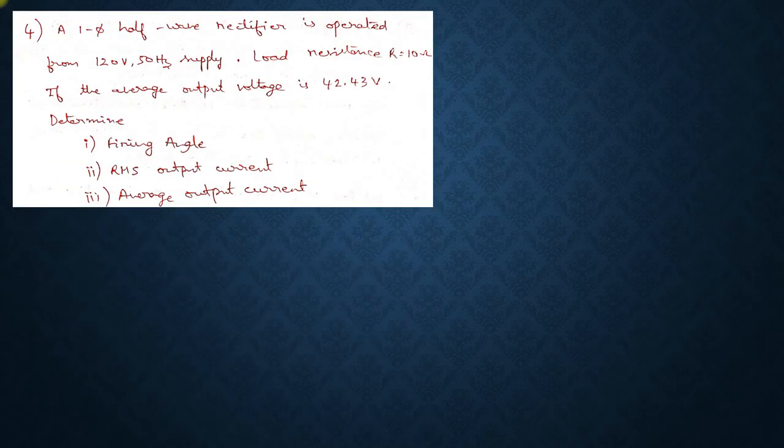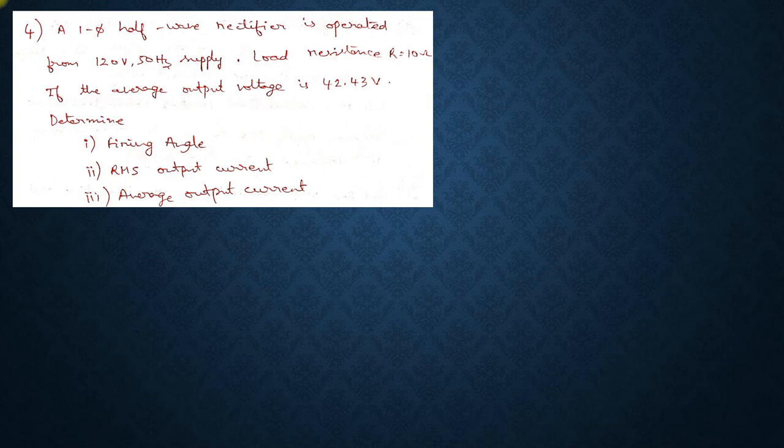So the next problem will be: a single phase half wave rectifier is operated from 120 volt 50 Hz supply. Load resistance R is equal to 10 ohm. If the average output voltage is 42.43 volt, determine firing angle, RMS output current and average output current. He wants currents, okay, and firing angle also. He has already given you the average output voltage.